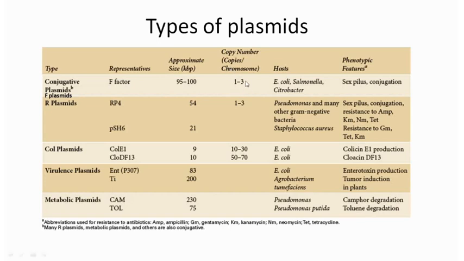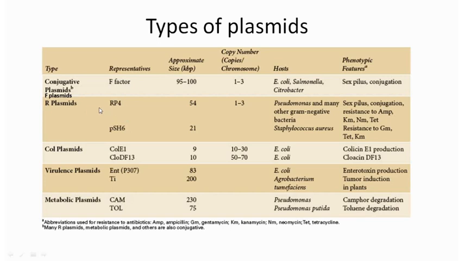The copy number is relatively low because they are very large plasmids, and their hosts are E. coli, Salmonella, Citrobacter, etc. They are self-transmissible plasmids, so they are capable of making their own sex pili, and they can transfer their DNA by themselves without the help of other plasmids. So they are self-replicating, self-transmissible plasmids.